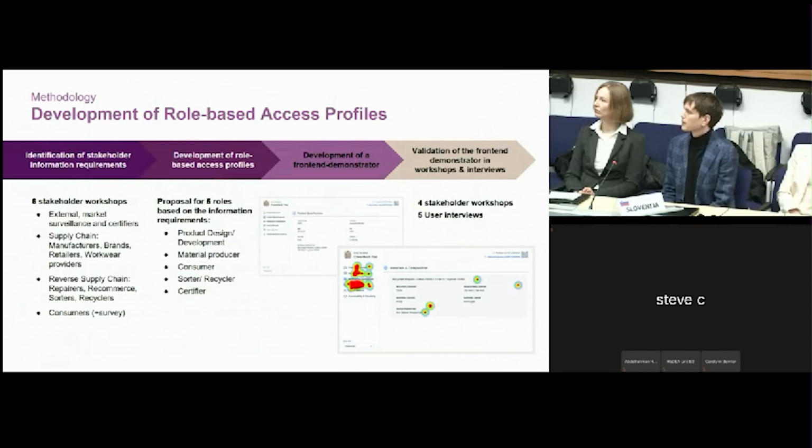How did we do that? We conducted 6 stakeholder workshops combined with a consumer survey with more than 1,000 responses. Based on that, we created 5 user profiles, and based on these 5 user profiles, we created front-end demonstrators for textiles and electronics. And we validated these demonstrators in 4 stakeholder workshops again and 5 deep dive user interviews.